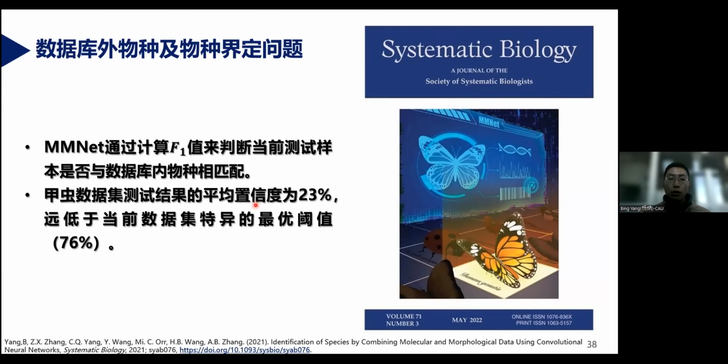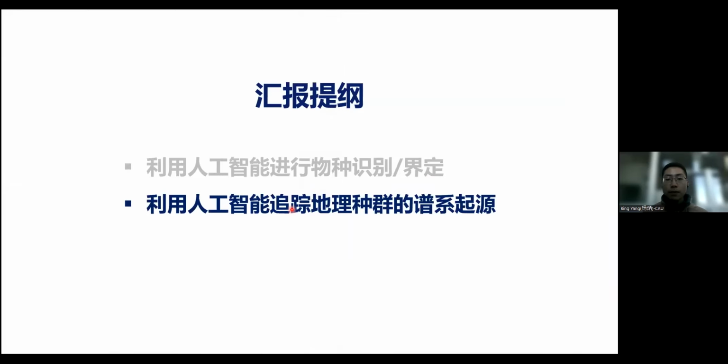And in terms of species definition or identification using algorithms, there is no universal threshold, and that can vary. In MMNet, we calculate F1 values to determine whether the current test sample matches the species in the database. When the database is large enough, it can also help taxonomists quickly locate suspected new species. The average confidence level of the test results of the non-beetle data set is 23%, which is well below the current database-specific optimal threshold, 76%.